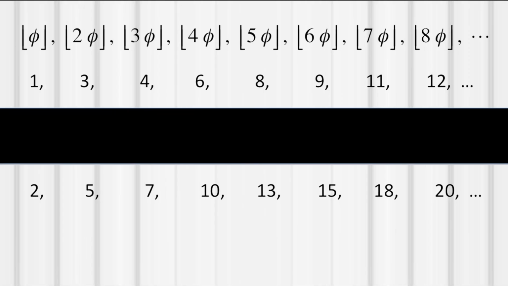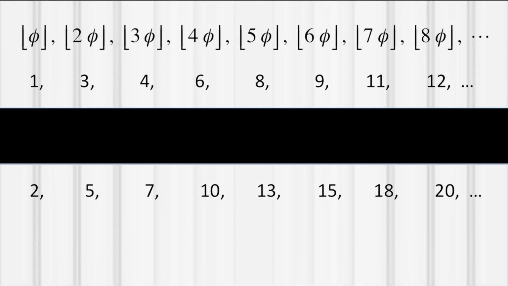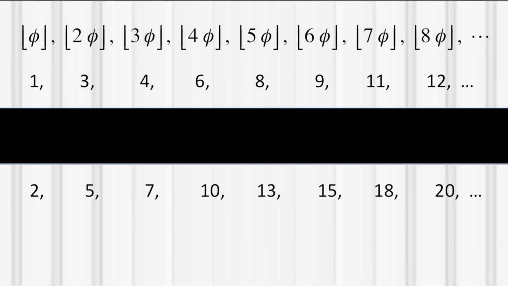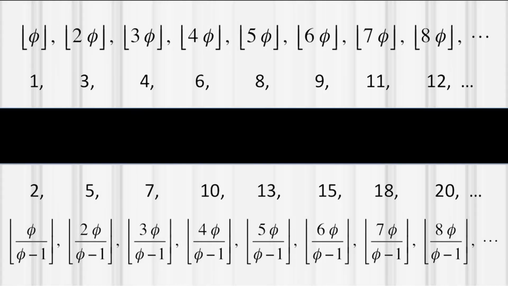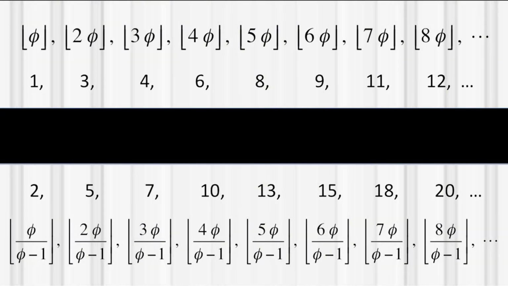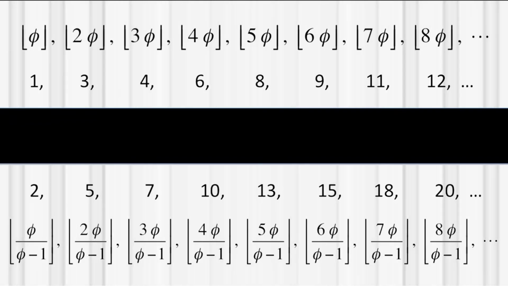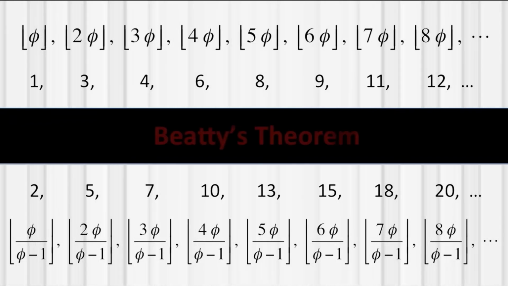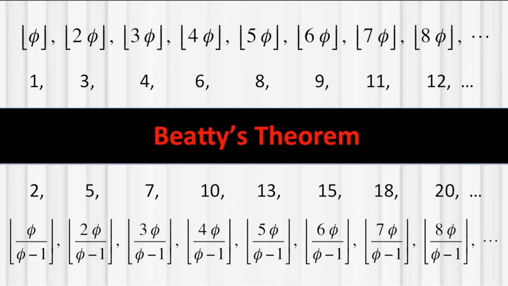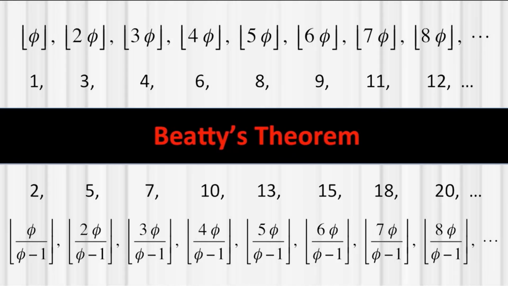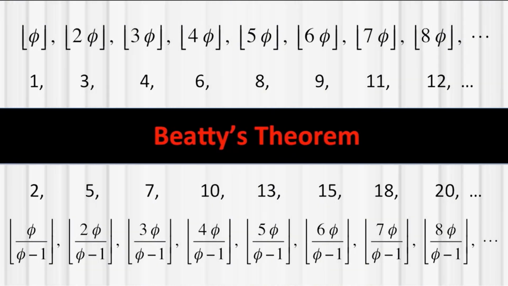The positive integers split perfectly into 2 interlocking sequences. One sequence is generated by multiples of the golden ratio, and the other is generated by multiples of the square of the golden ratio. This is a special case of Beatty's theorem. The golden ratio is literally hiding inside the counting numbers.